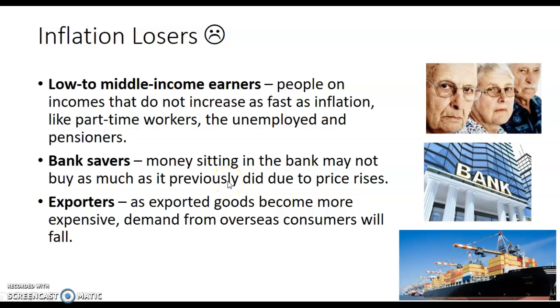Now, exporters, as exported goods become more expensive, demand from overseas consumers will fall. Again, because inflation is rising in Australia, if we want to export goods to other countries, we will be exporting them at higher prices. Then again, the demand will be lower because they won't buy the expensive products.